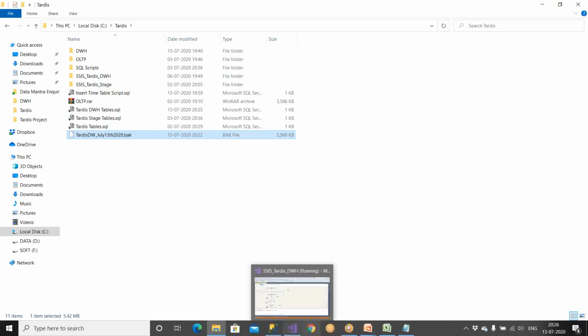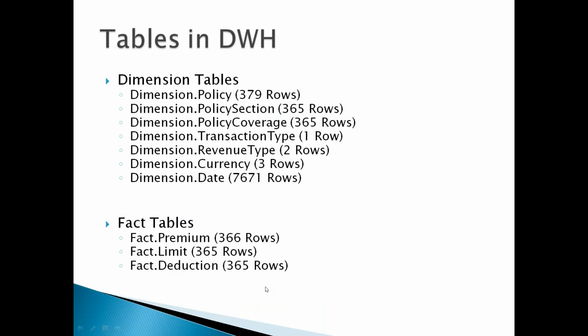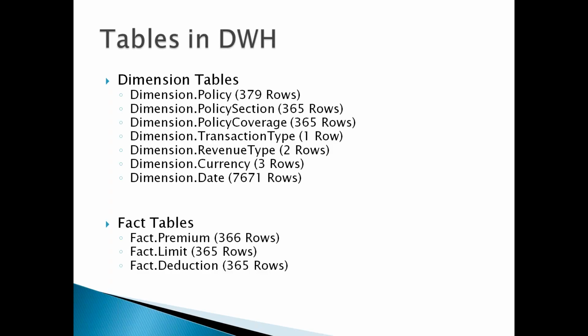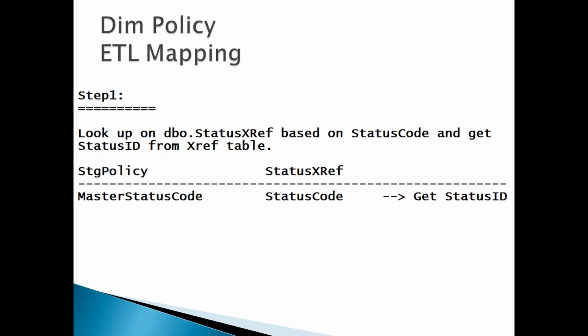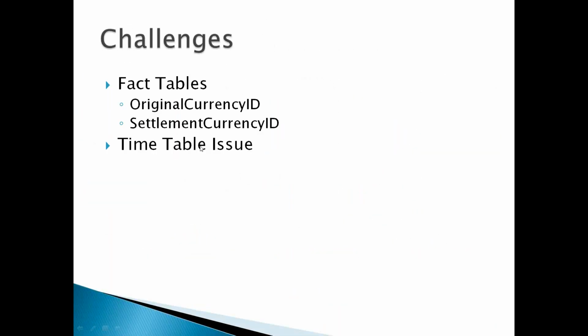Clear, guys? So this completes these two issues. What are the issues? What is issue number one we had addressed today? Issue number one is that the original currency ID, settlement currency ID is not there. How can we tackle this issue?